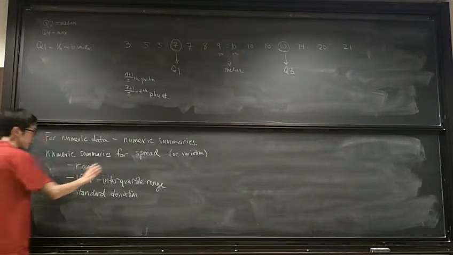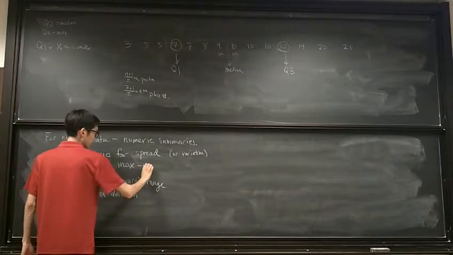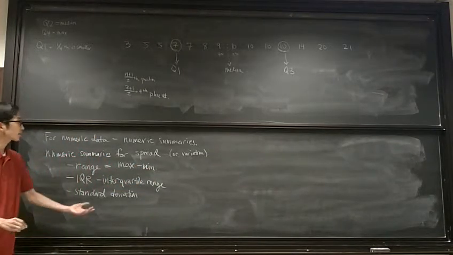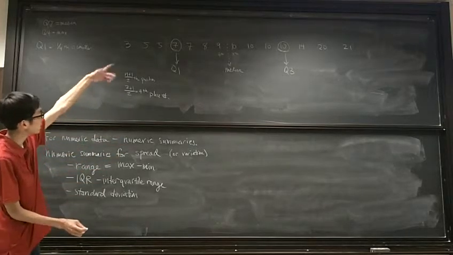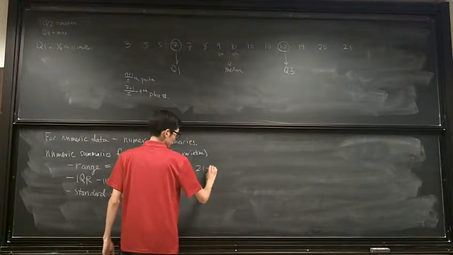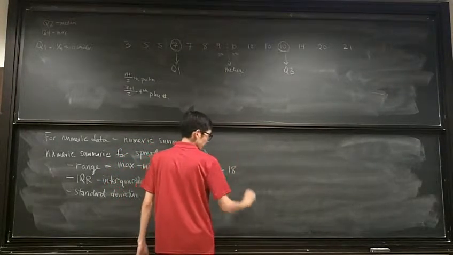Okay, the range is easy. You take the largest number, your max, and you subtract your minimum. Okay, max minus minimum, that's going to give you the range. So here I do 21 minus 3. I have a range of 18.